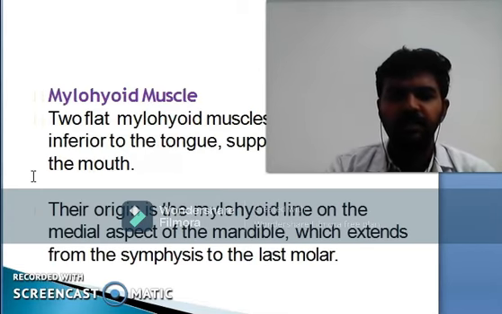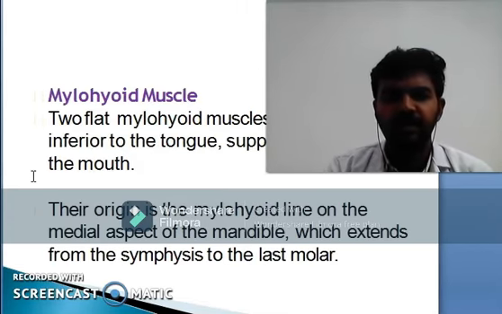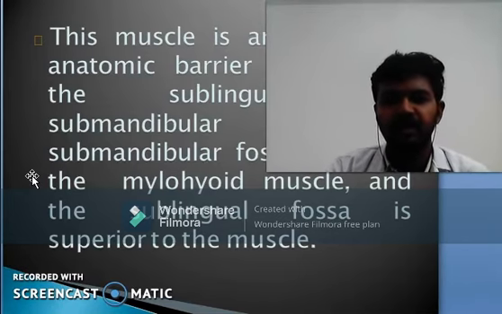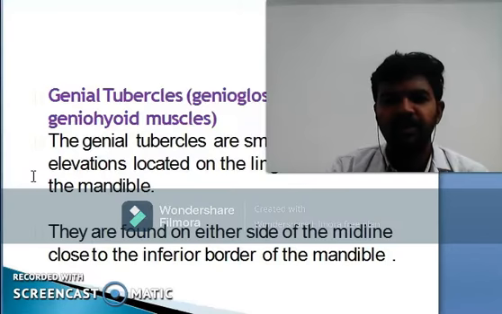The mylohyoid muscles are 2 flat bilateral muscles that form a sling inferior to the tongue, supporting the floor of the mouth. Their origin is the mylohyoid line on the medial aspect of the mandible, which extends from the superior symphysis to the last molar. This muscle is an important anatomical barrier separating the sublingual and submandibular spaces. The submandibular fossa is below the mylohyoid muscle and the sublingual fossa is superior to the muscle.